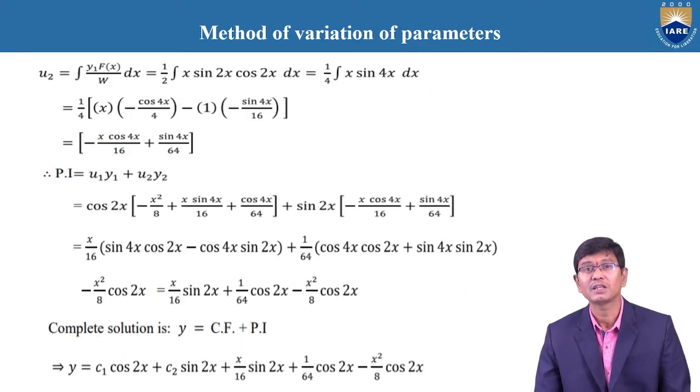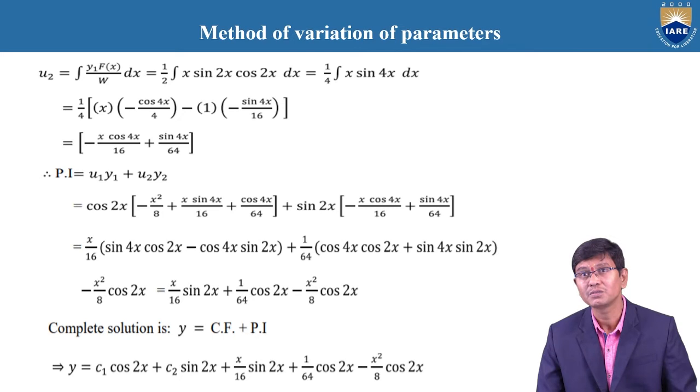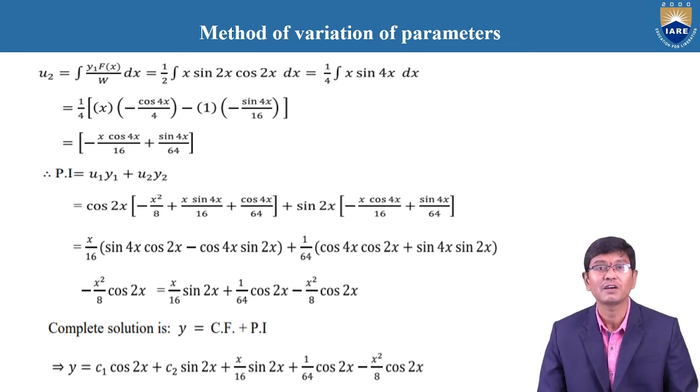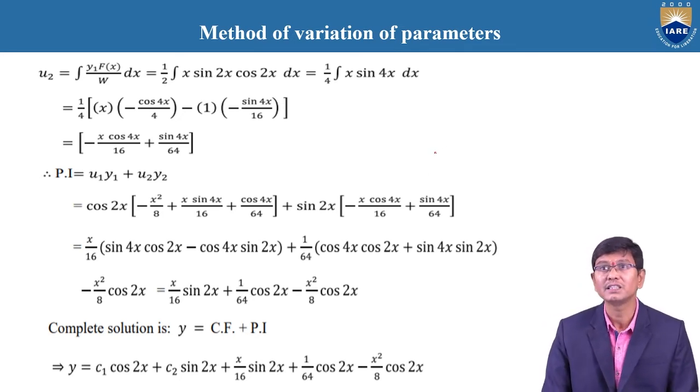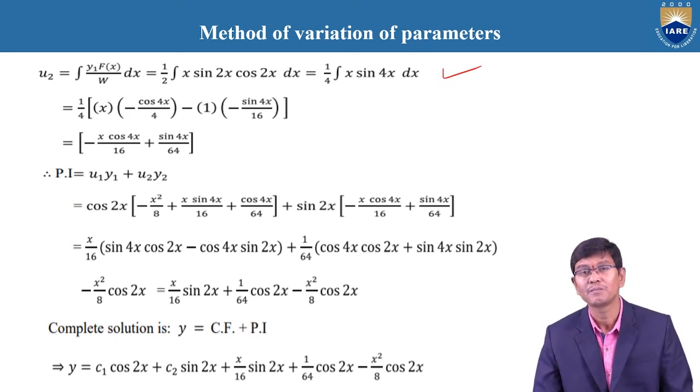Now we need to find u2, with the help of the integration of y1 into f of x by W. Therefore, here y1 is equal to cos 2x, and f of x is x into sin 2x, with W the Wronskian value. After replacing all those values, the equation changes to 1 by 4 into the integration of x into sin 4x.